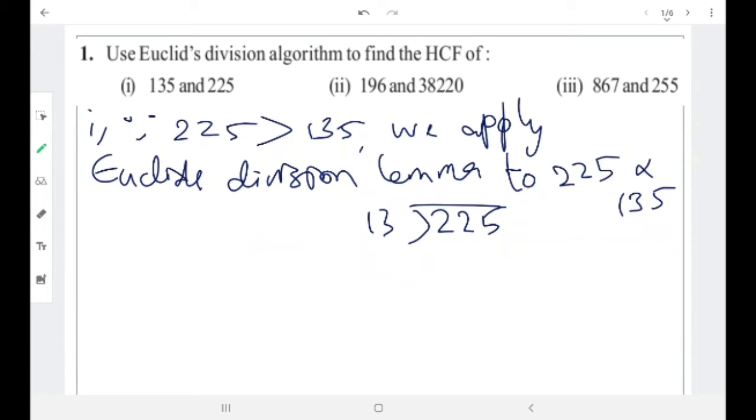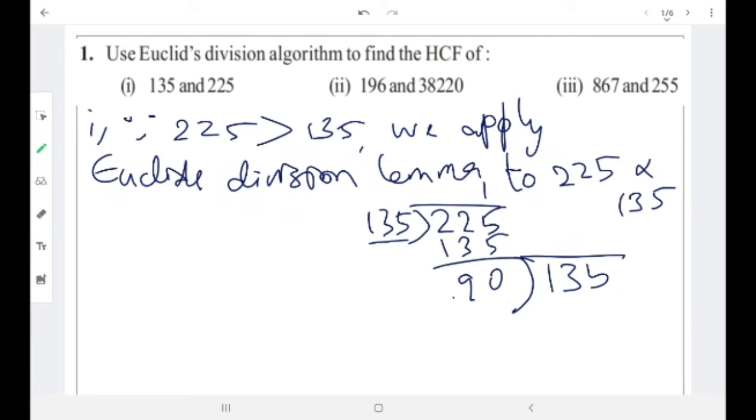Divide 225 by 135. Dividend is 225, divisor is 135. 135 times 1 is 135, remainder is 90. Here 135 is greater than 90, therefore again divide. Now the dividend will be 135 and the divisor is 90. The remainder will become the divisor.